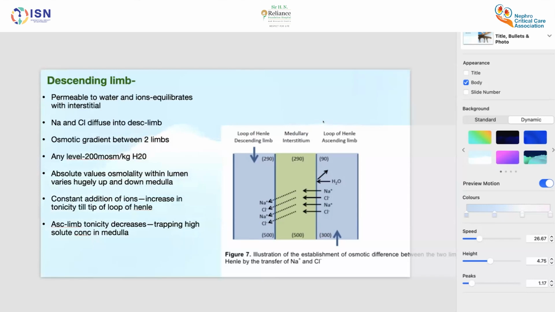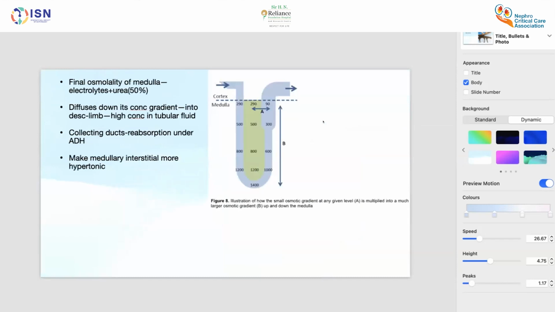This constant addition of ions from the ascending limb of the loop of Henle to the descending limb causes an increase in the tonicity till the tip of the loop of Henle. The ascending limb tonicity decreases, trapping high solute concentration in the medulla. The final osmolality of the medulla is caused by electrolytes and urea. Urea causes almost 50% contribution to the high osmolality of the medulla.